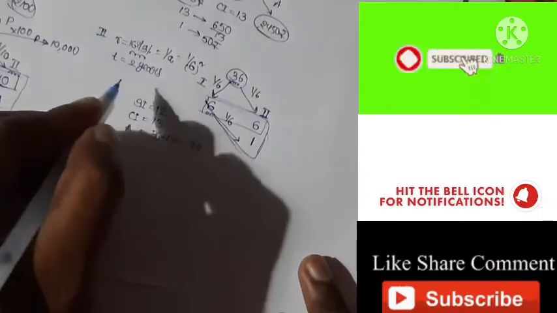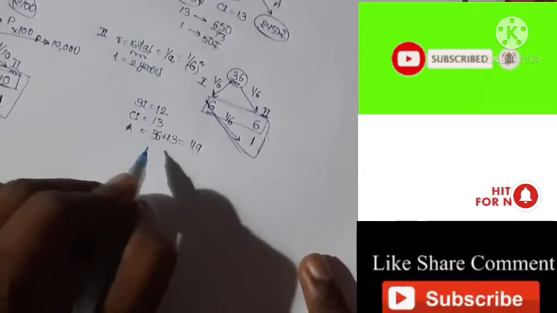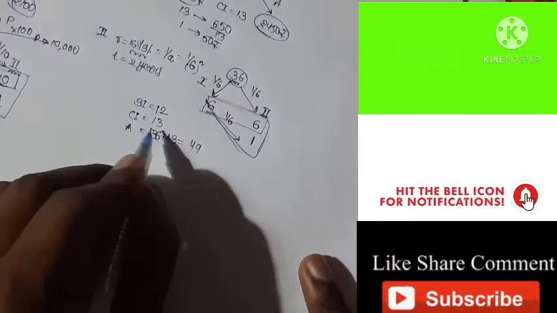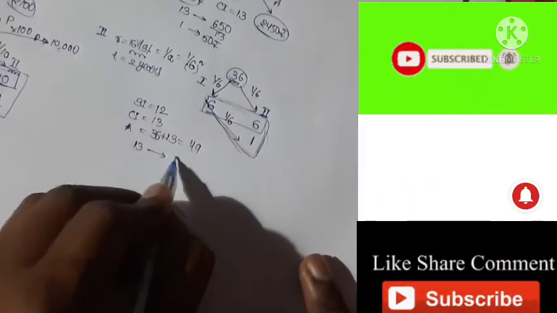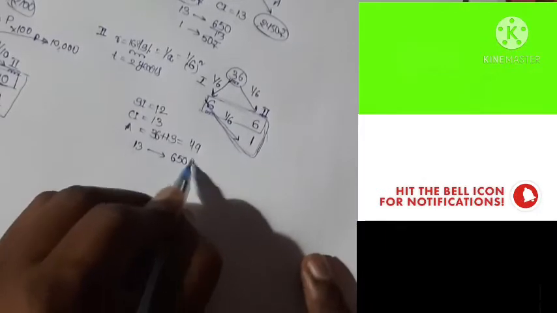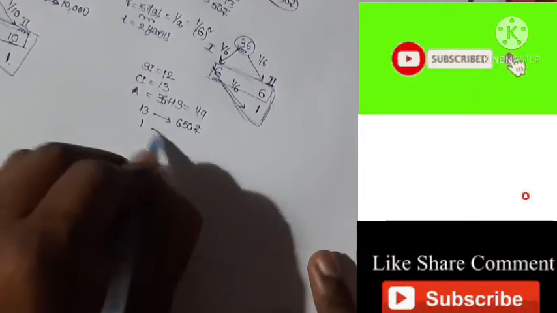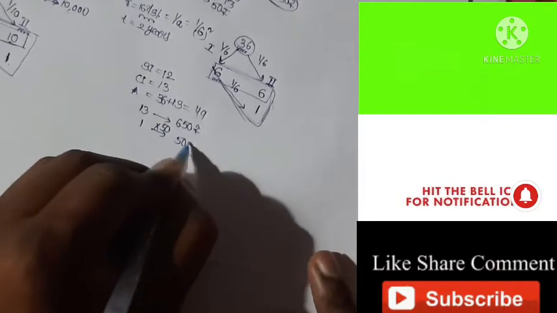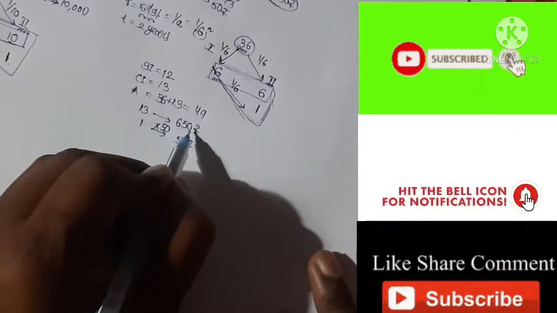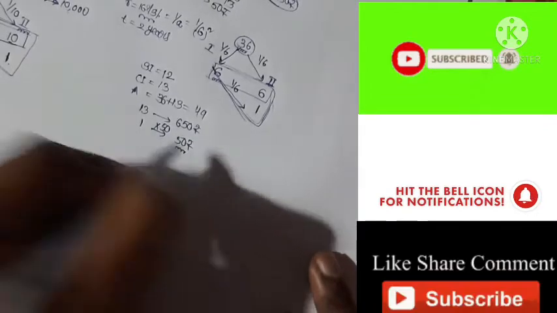Here compound interest is 650 rupees. That means compound interest is 13 units. So 13 units represent 650 rupees. So 1 unit represents 50 rupees, so 650 by 13. So the value is 50 rupees.